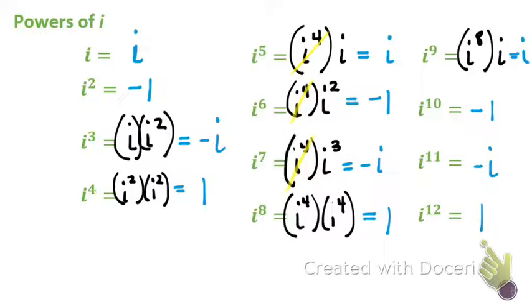So what I want you to do, if you know these right here, is put a box around them or highlight them or whatever. Because if you know these first 4, then you know them all. So we're going to simplify powers of i.